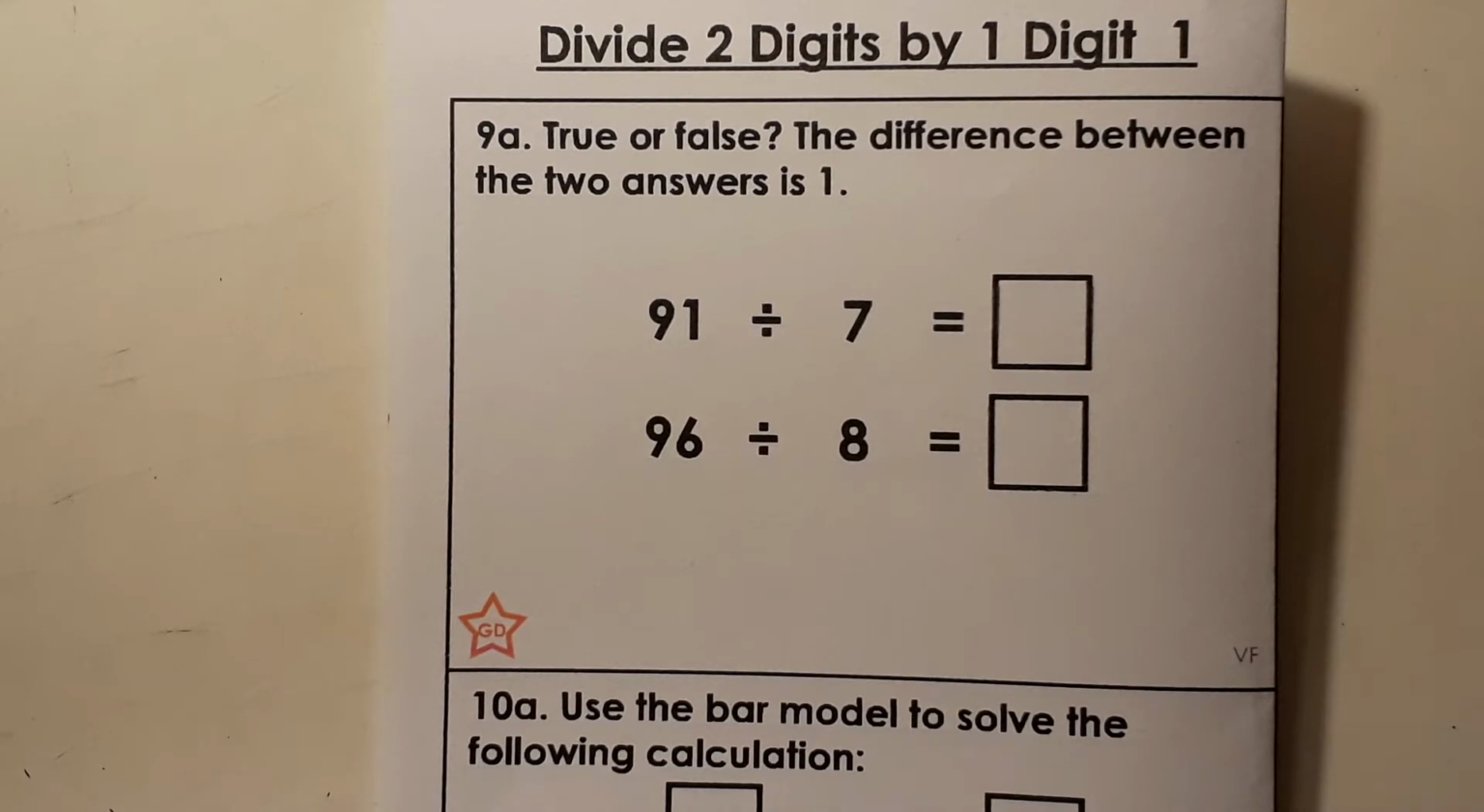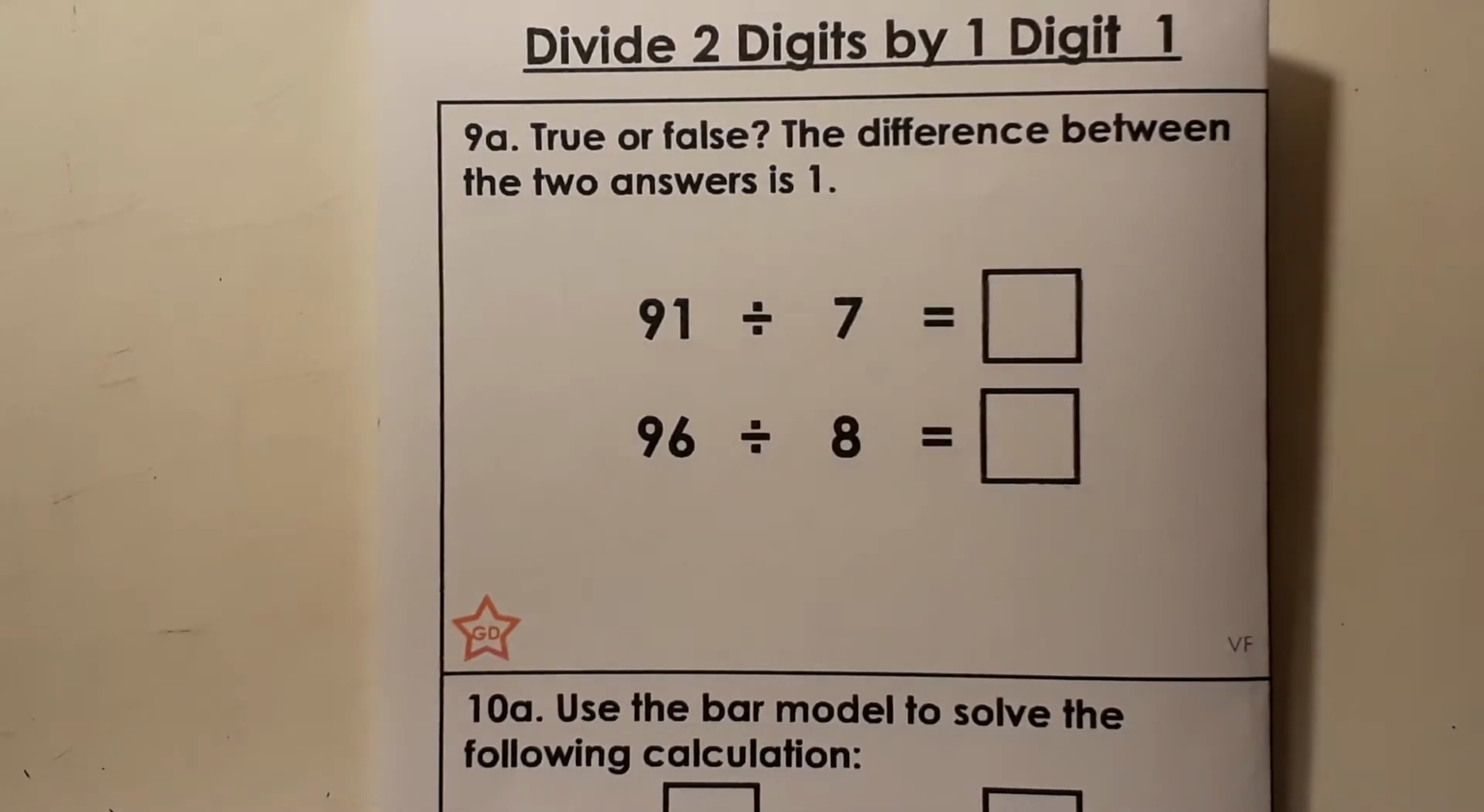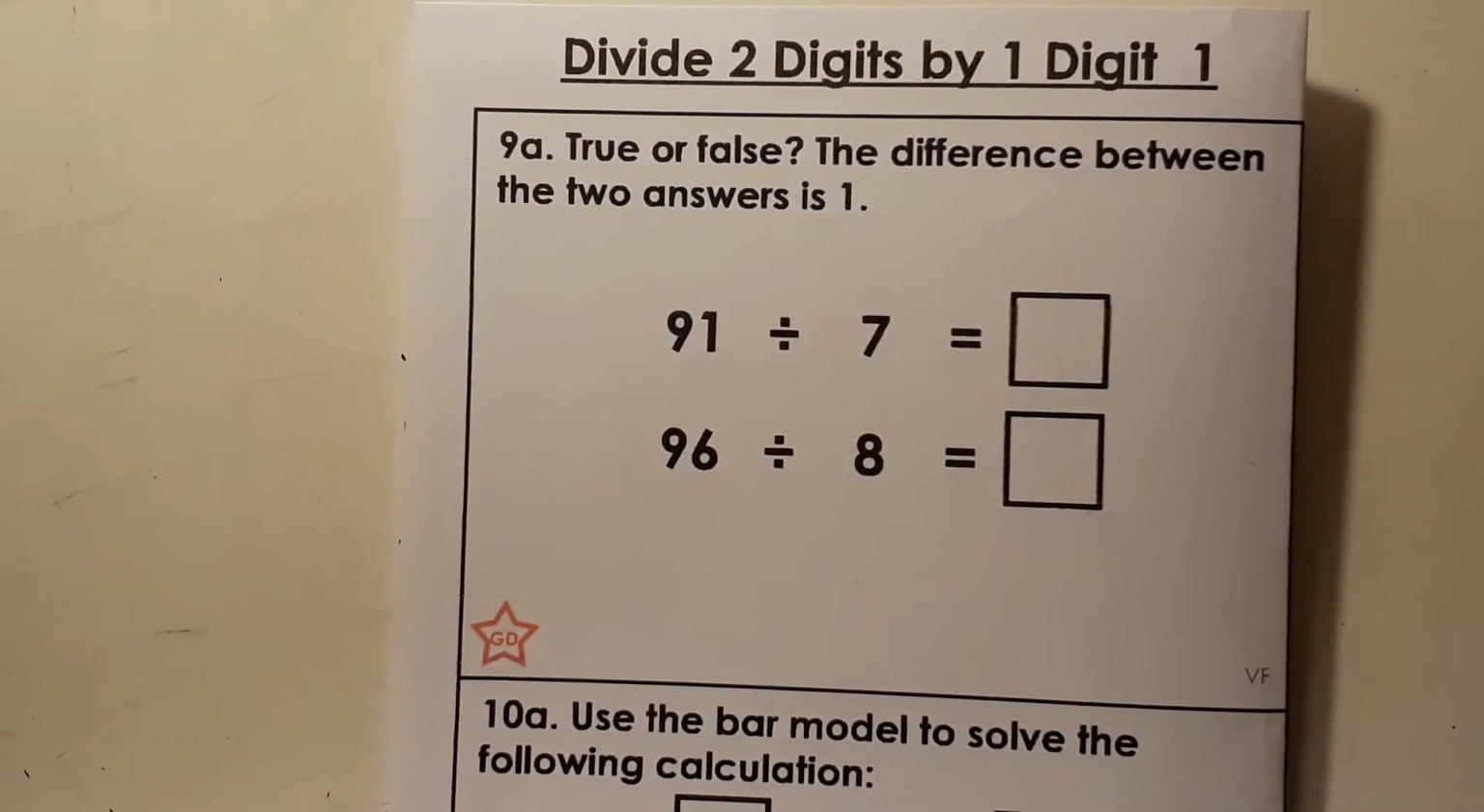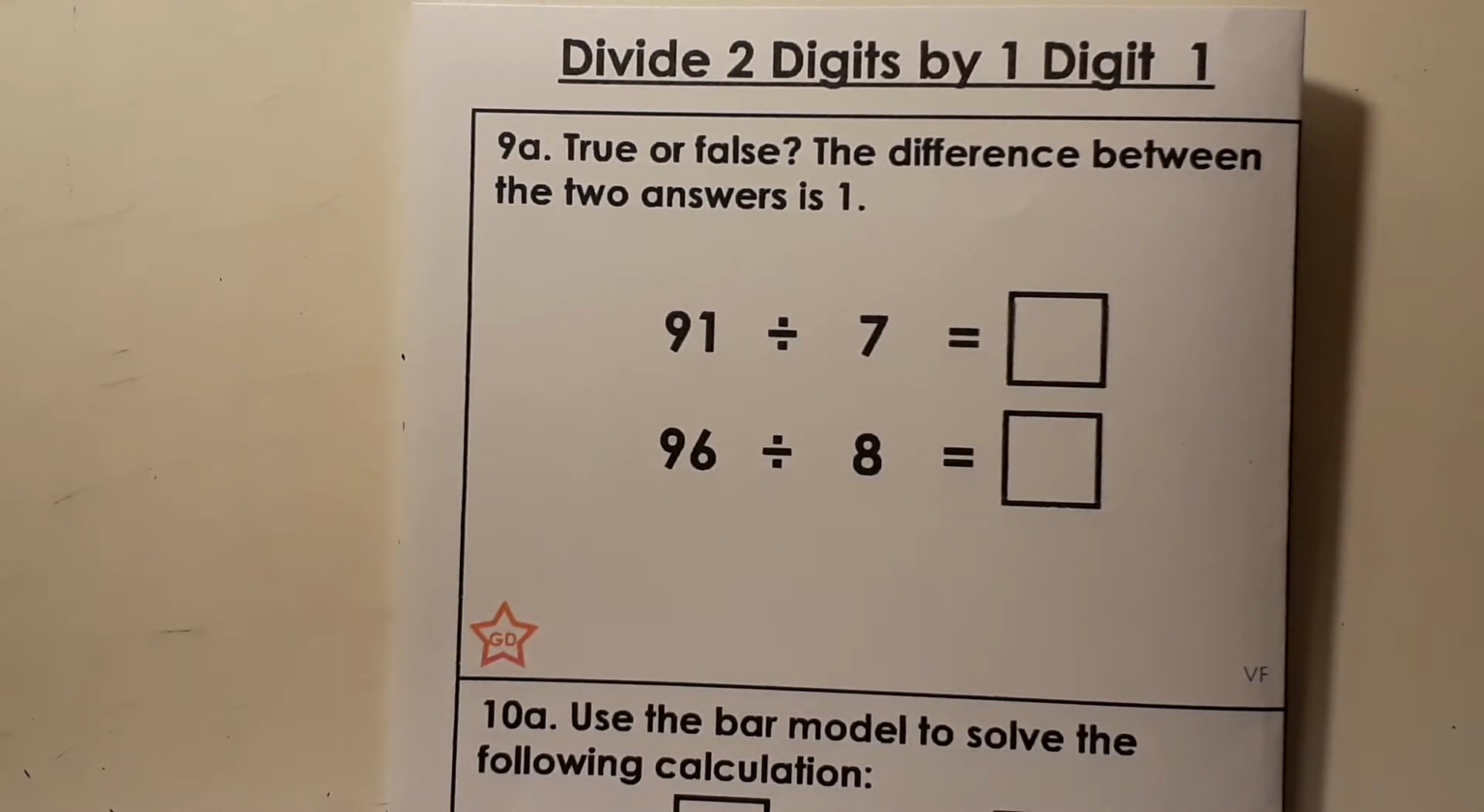So I'm encouraging you to have a go at the greater depth questions from the Classroom Secrets, which I think most of you should be able to do. I'm going to help you work through the first four types of questions: 9A, 10A, 11A and 12A, and then you can work on the B questions on your own. Alright, so let's have a look.